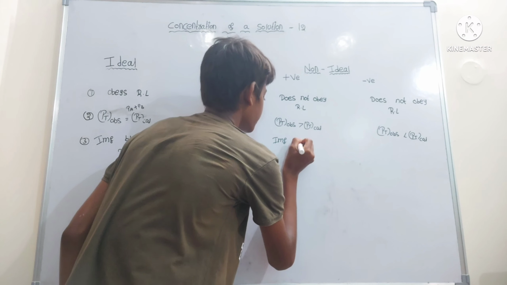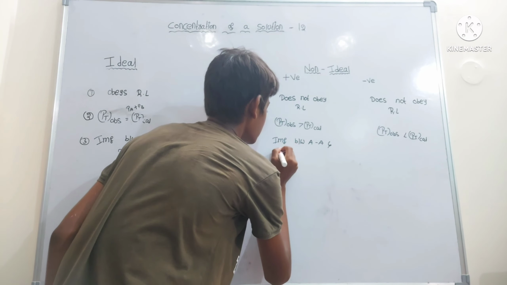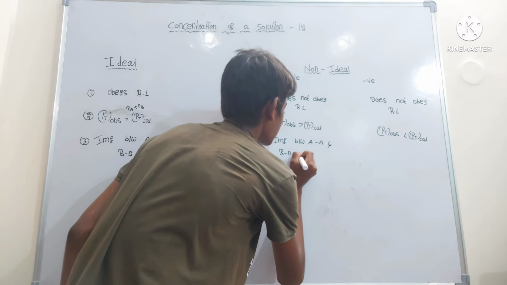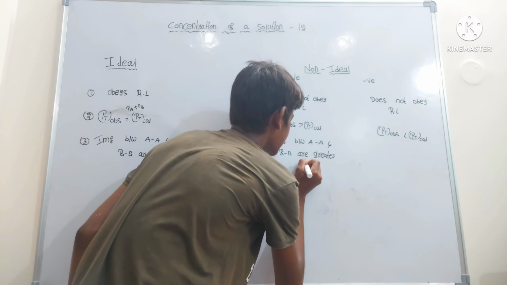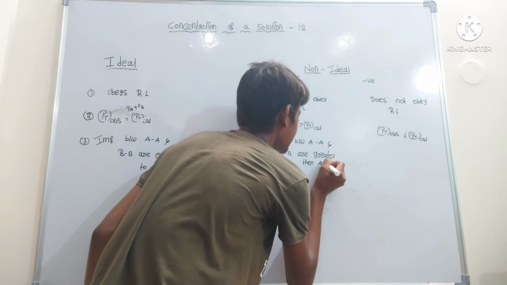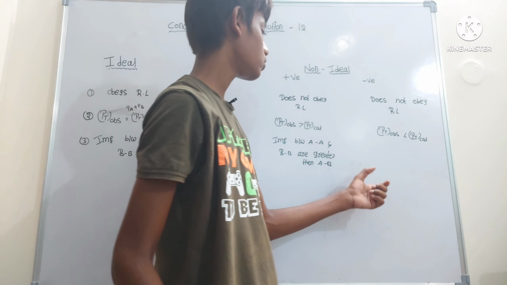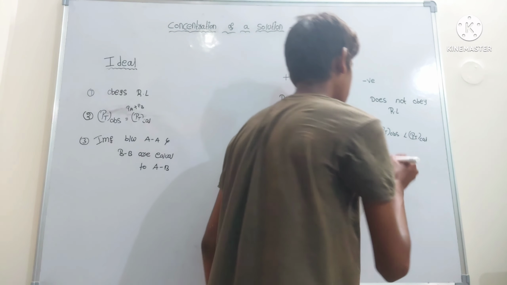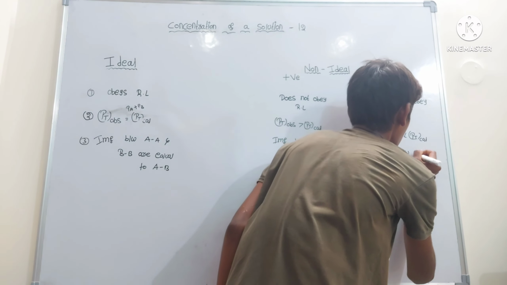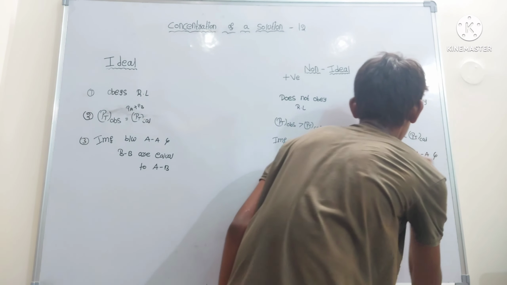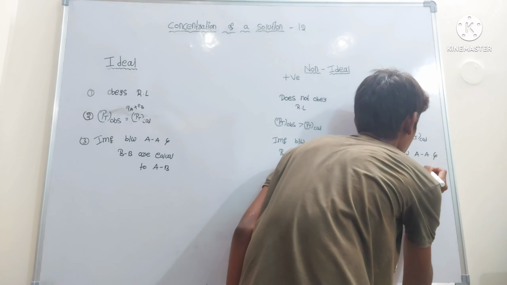IMF between solvent and solute are greater than solvent and solute. In negative deviation, IMF between solvent and solute are less than solvent and solute.